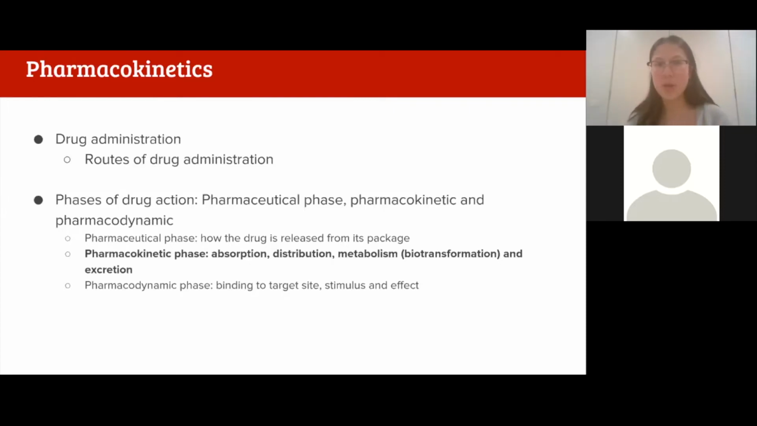The pharmaceutical phase is pretty much, how do we release the drug from the package? How does the drug and the body first meet? Pharmacokinetics split into four different things. You've got absorption, distribution, metabolism, so biotransformation, and excretion. So that's going to be, I guess, what does the body do to the drug? Or how is the drug treated by the body? That's what pharmacokinetics is. Okay, so we absorb the drug, distribute, so spread it amongst tissues. We metabolize, so do we break it down? Do we transform the molecules? And then we excrete it.